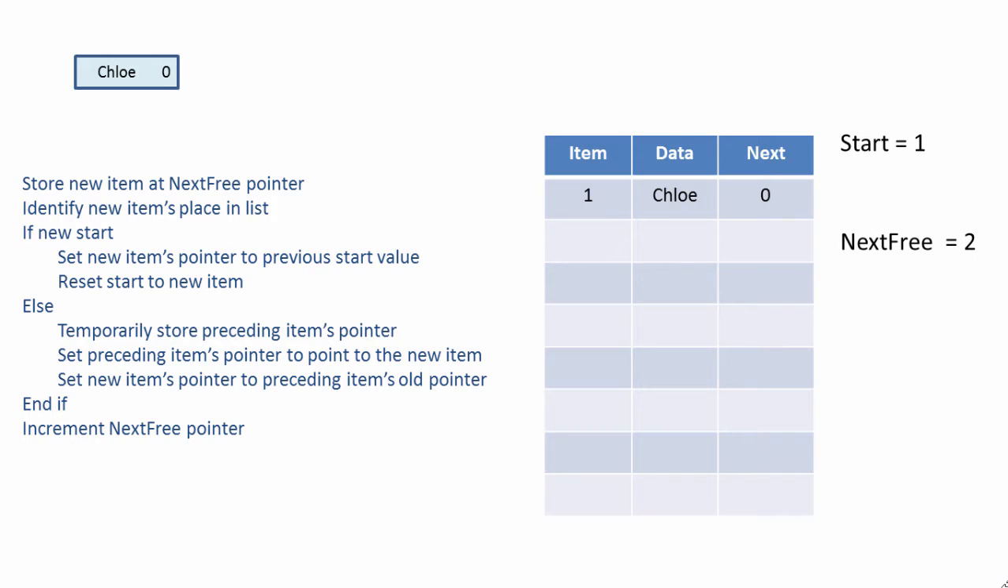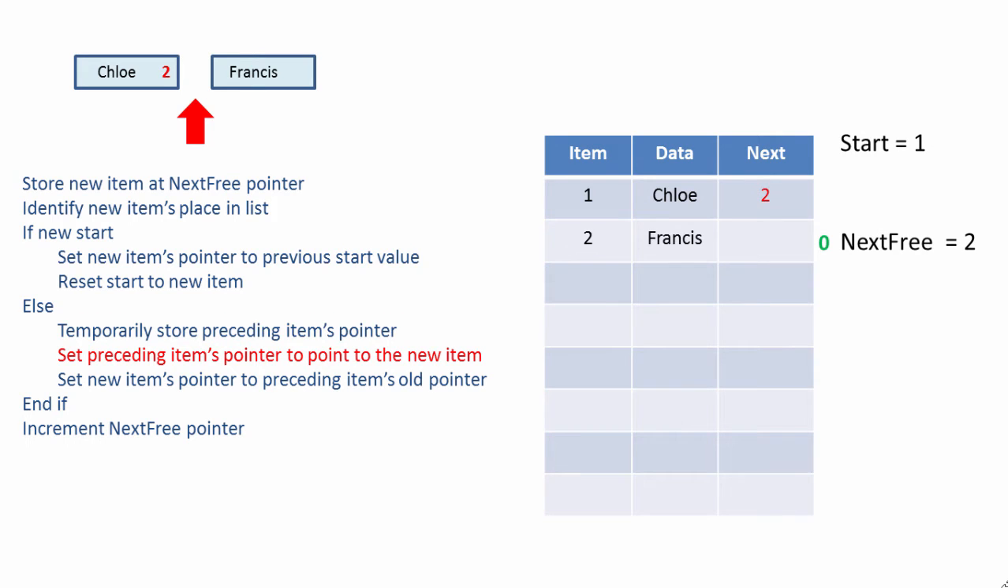Once it's been inserted, the first item will have a next pointer of 0. So, at the moment, start is equal to 1, and next free is 2. When we add Francis, we add Francis at the position given by next free. We then identify where Francis belongs in the list. Francis is not a new starting item, so we need to temporarily store Francis's preceding pointer, in other words, 0.